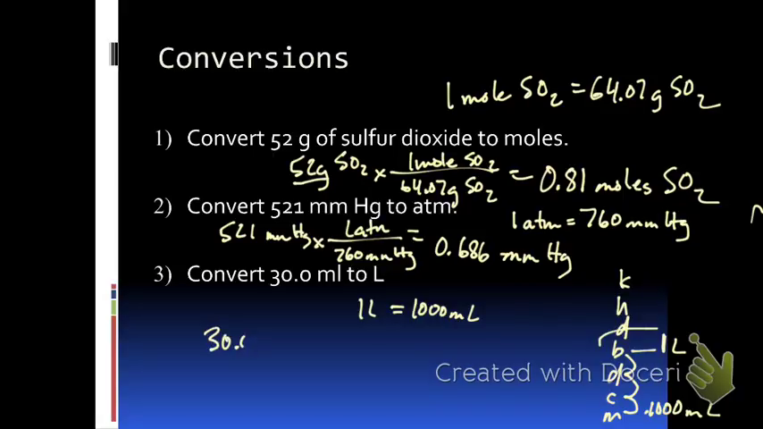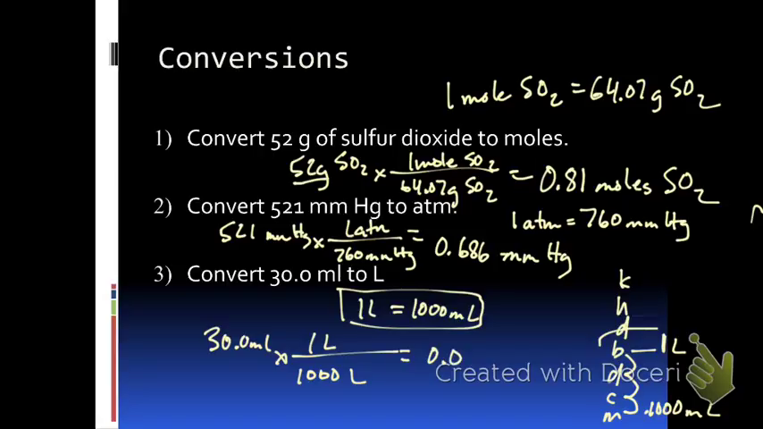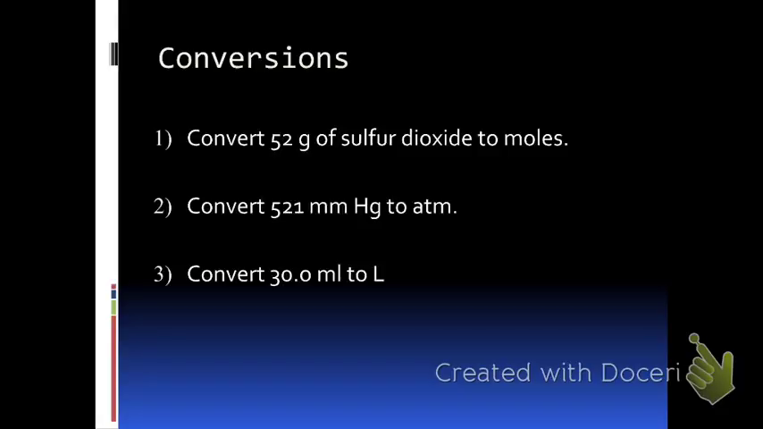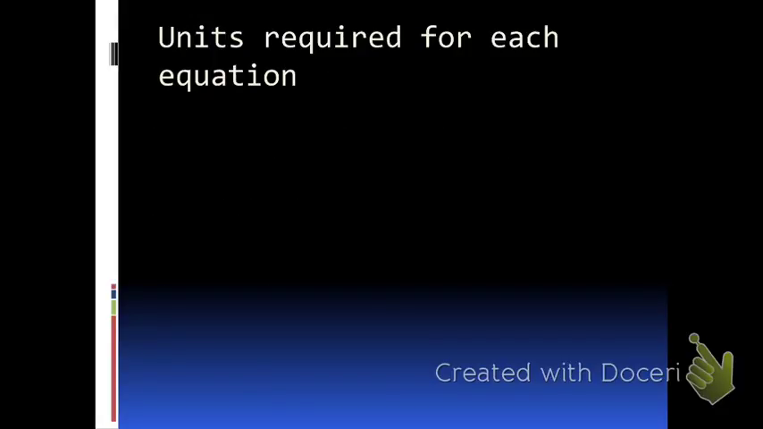So if I start with 30.0 milliliters, I can use my conversion factor here to convert to liters. So this is going to be 0.0300 liters. I need 3 sig figs because I started with 3 sig figs. All right. So knowing how to do these conversions will be important when we solve these gas law problems. The reason why we need to convert is because the combined gas law as well as the ideal gas law require specific units.